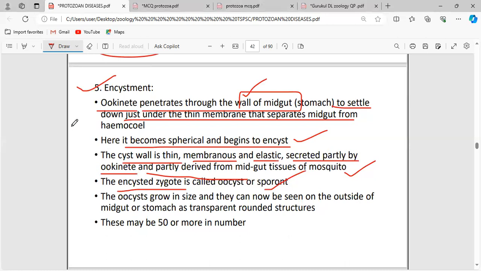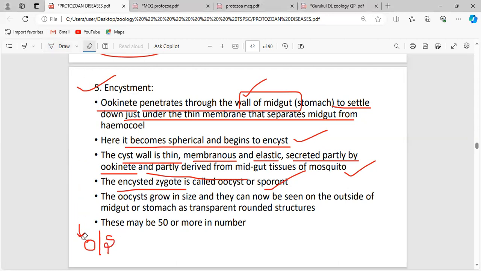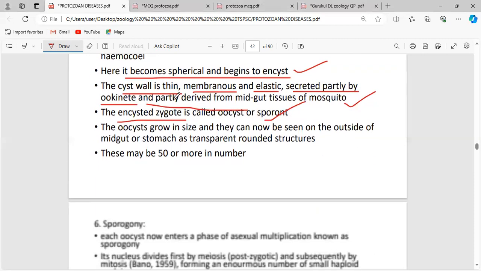Okay, after the fertilization, the zygote will be formed. After the zygote, the ookinete will be formed. After the ookinete, the process of encystment will happen, and this encysted zygote will be called the oocyst or the sporozoan. You have to be well aware of the terminology. The terminologies can also be asked in the question.